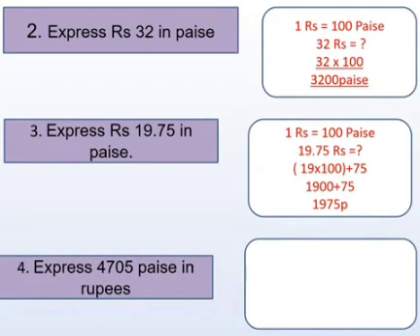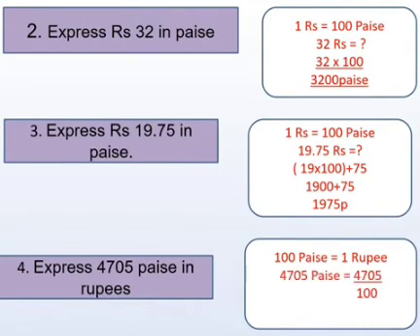Express 4705 paise in rupees. So here you are going to convert paise to rupees. So even this I have taught you. 100 paise is equal to 1 rupee. So 4705 paise. So 4705 divided by 100. So write 4705 as it is, the numerator, and if there are two zeros, leave two numbers and place the decimal point. So what is your final answer? 47 rupees 5 paise.